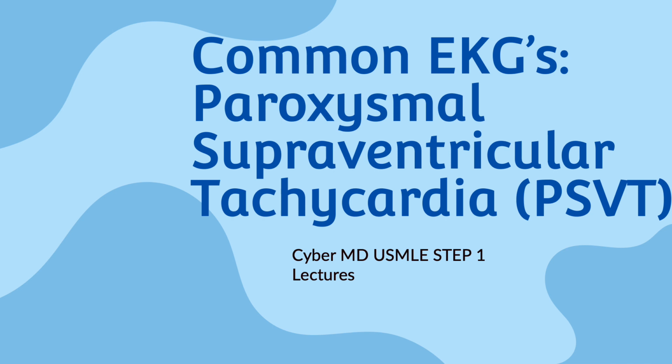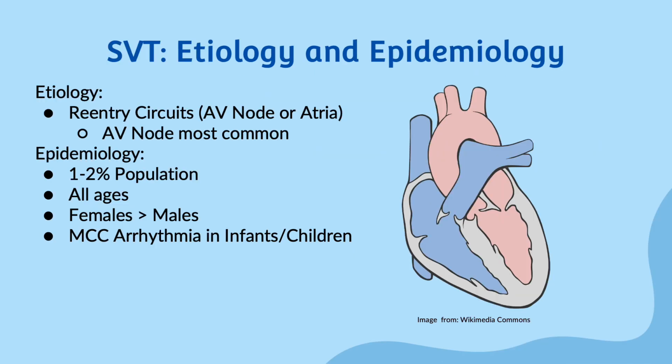PSVT is caused by reentry circuits within the atria or the atrioventricular node. Reentry is a phenomenon where an electrical signal circles back on itself and creates a continuous loop, leading to a rapid heartbeat. Other causes of PSVT include underlying structural heart disease, electrolyte imbalances, certain medications, and metabolic disorders.